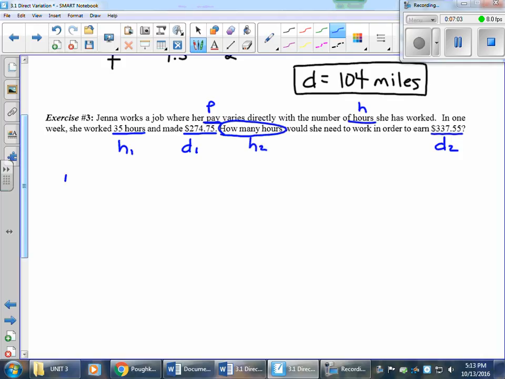So again, hours over dollars. Could you set it up the other way? Yes, of course you could. Dollars over hours, as long as you're making sure your proportion stays consistent. So hours 1 is 35 over D1, which is 274.75, equals how many hours? That's what we're looking for. So we'll call that H. You could call it any variable you wanted to, over 337.55.